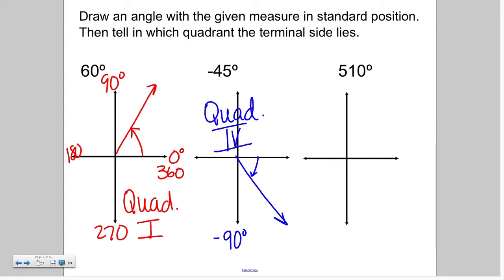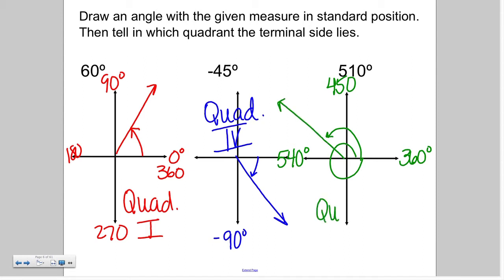Alright, 510 degrees. 510 degrees is all the way around and then some, because it goes at least 360, and it's positive, so we're going to go that way. Now we're at 360. If I go another 90, that puts me at 450. Another 90 would put me at 540, which would be too much. So 510 degrees is going to lie somewhere in the middle of them. And that would be quadrant 2.